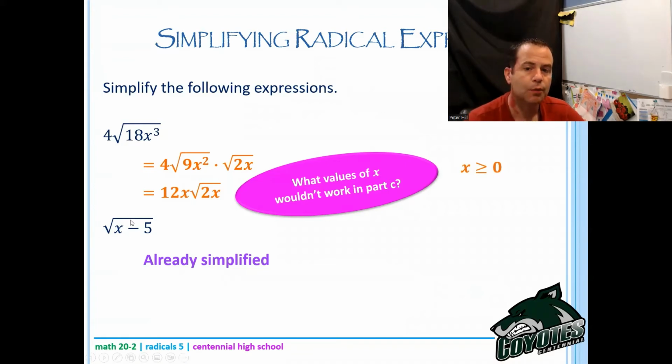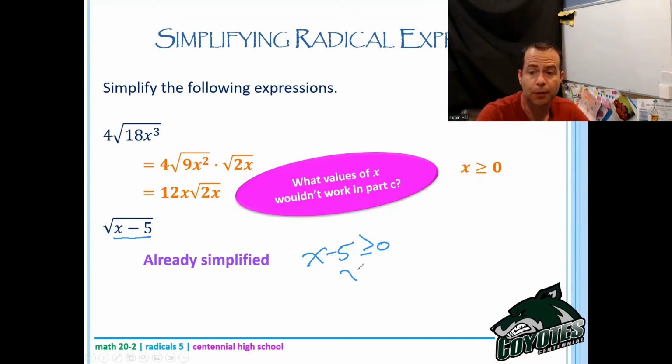And then this guy. Well, here's the thing I want to talk about with this guy. What you need to understand here is it's not about x being greater than or equal to 0. It's about the radicand being greater than or equal to 0. So whatever's underneath the square root has to be greater than or equal to 0. Well, now you just have a little algebra problem to solve. Bring that 5 over, and you would say x has to be greater than or equal to 5.